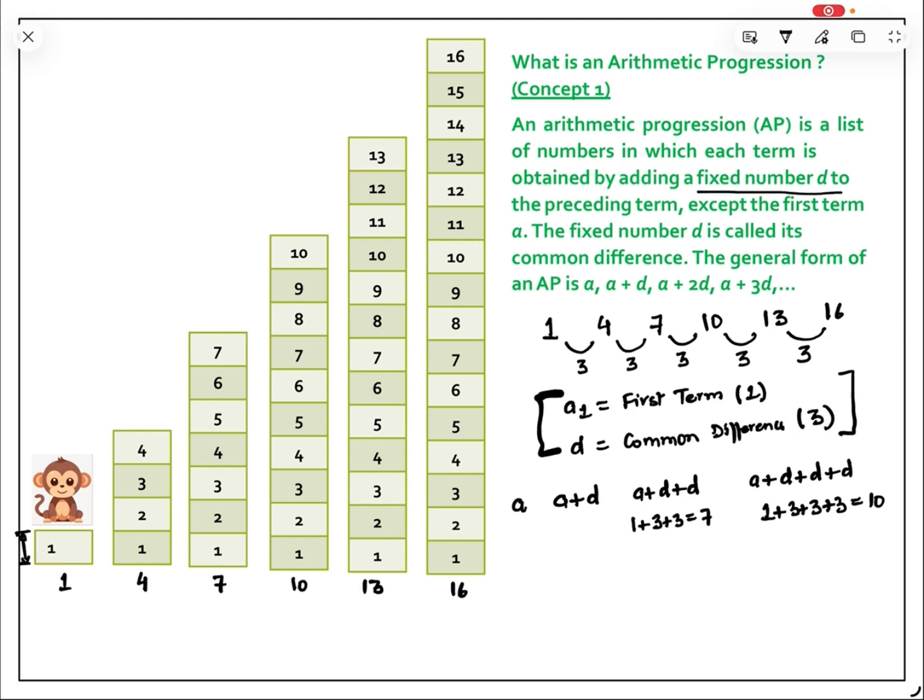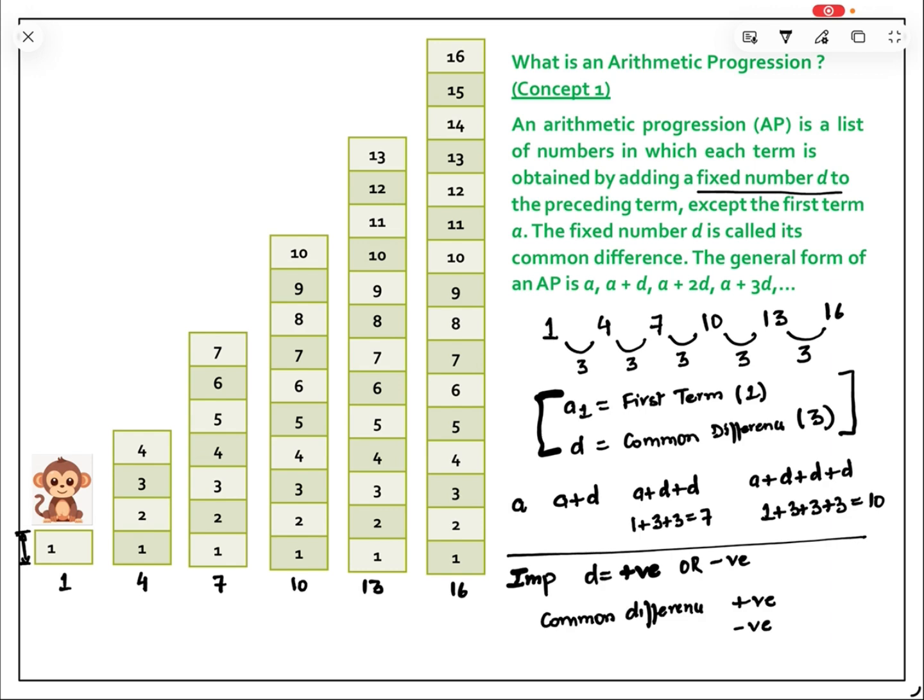Now, one important note I will share here is that in this particular example which we discussed, the value of d, or the common difference, was positive. In this case we saw it as positive 3. This could have been a negative number as well. The common difference can be positive, the common difference can be negative, and the common difference can be 0 as well.